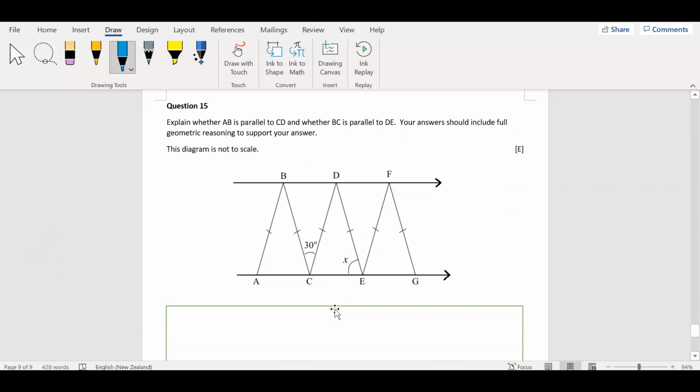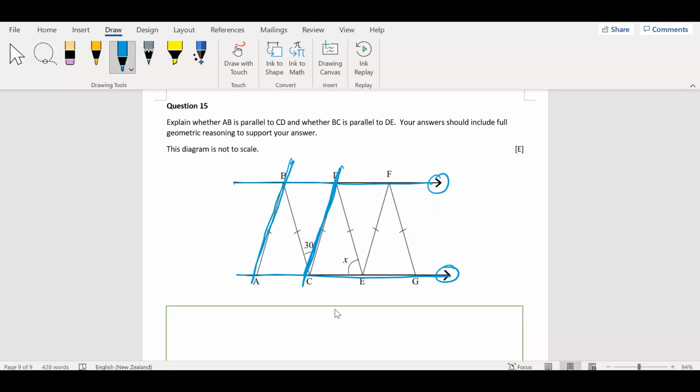We've been asked to explain whether AB is parallel to CD and whether CD is parallel to DE. So first thing is we've got the arrows on the two lines going horizontal. That tells us that these here are parallel lines. And we're trying to check if initially AB and CD are parallel to each other. So that's our first step that we're trying to find out.